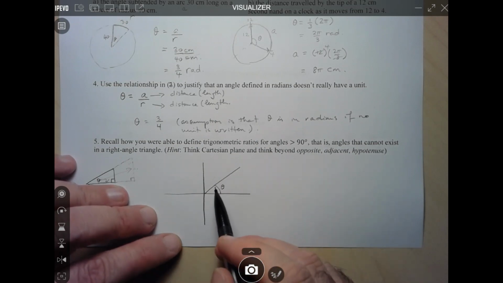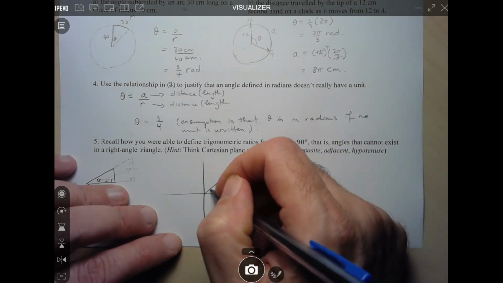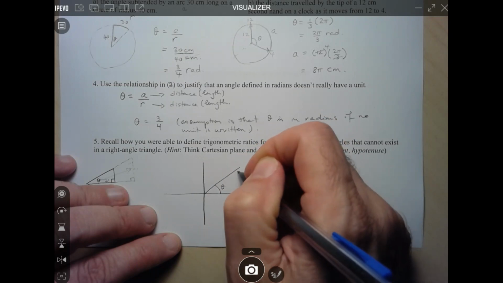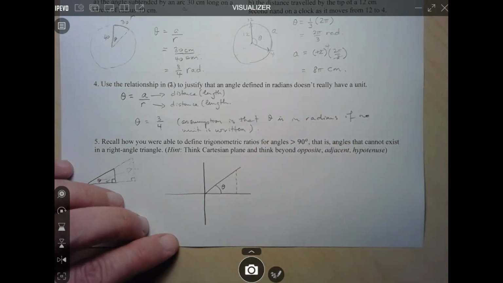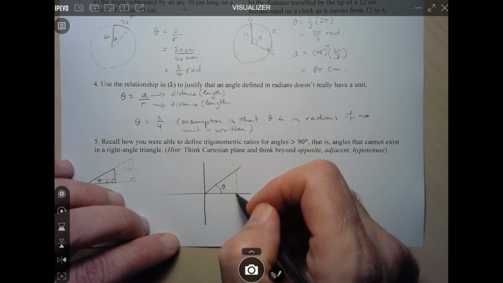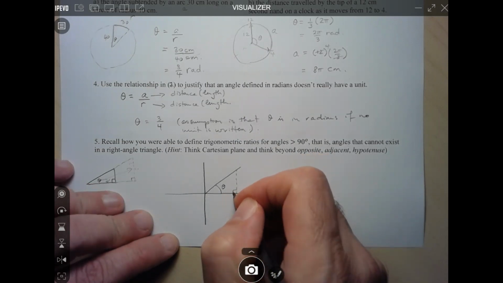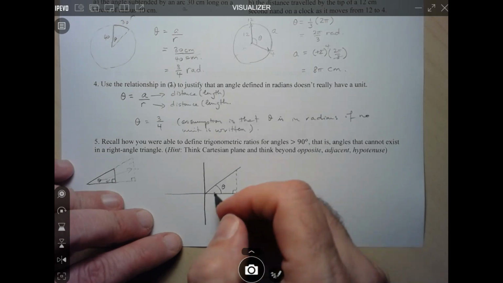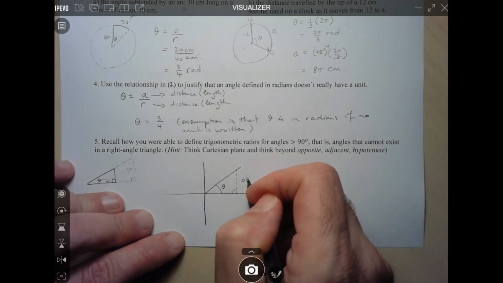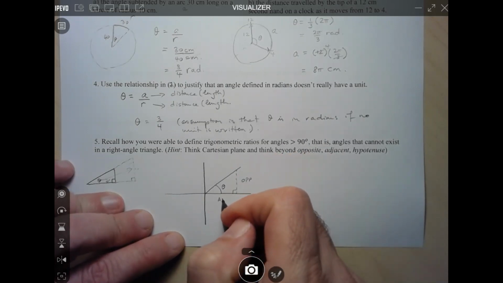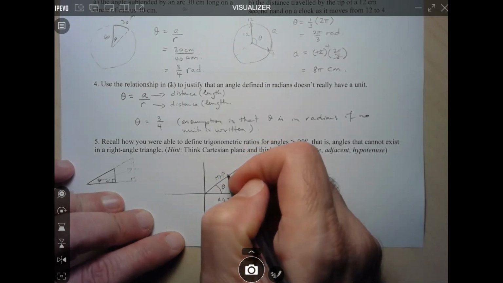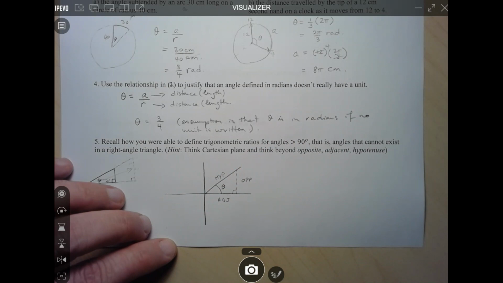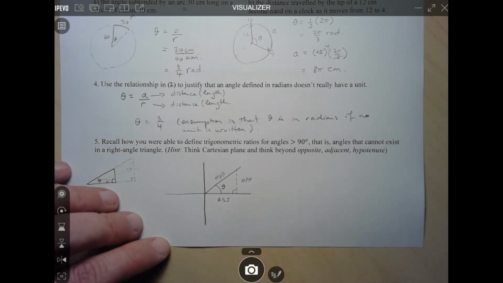Now, when we're working with these acute angles, remember what we said: it doesn't matter what the size of the triangle is. We can just draw any triangle from that terminal arm on down, and lo and behold, we've got our right angle triangle, and we can talk about the opposite, the adjacent, and the hypotenuse sides of this triangle and define our ratios.